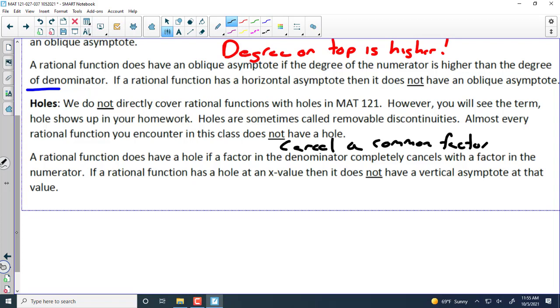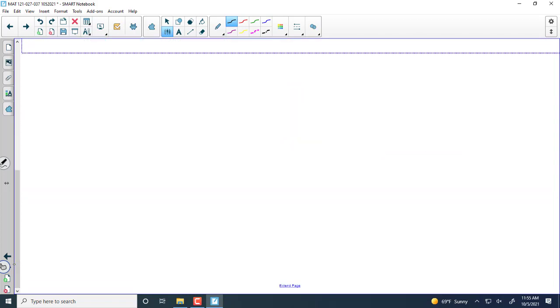If you see a homework question or two homework questions that just say, hey, does this rational function have a hole in it? Well, it does if you have a common factor that cancels. So I brought up some pictures here to show you what these look like, just so you're not completely lost, because that's not my intention ever.